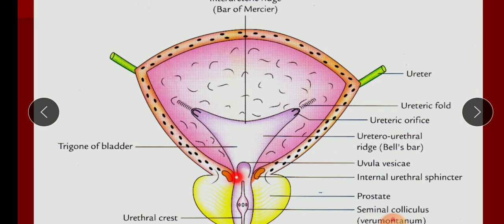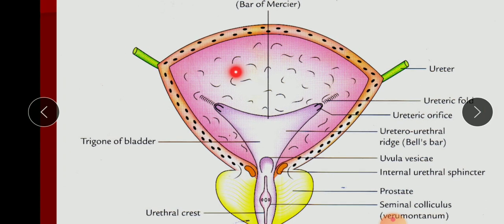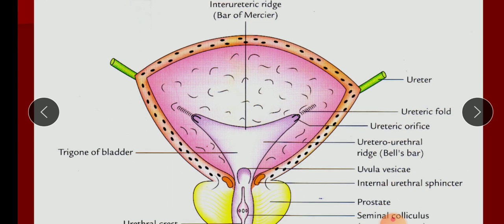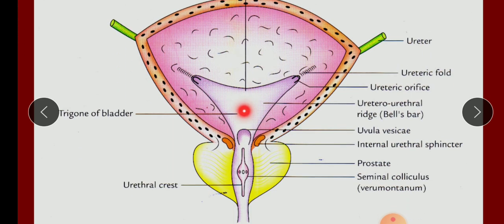So this is the view of the interior of the bladder. You find the whole other region has got rugae, but look at this triangular region that is present on the posterior surface of the bladder. This region is what is termed the internal trigone. The internal trigone is roughly triangular in shape.